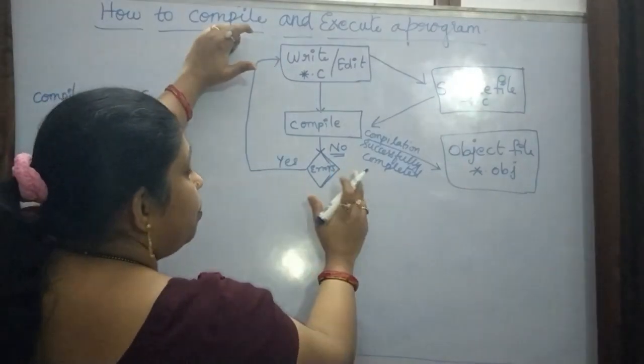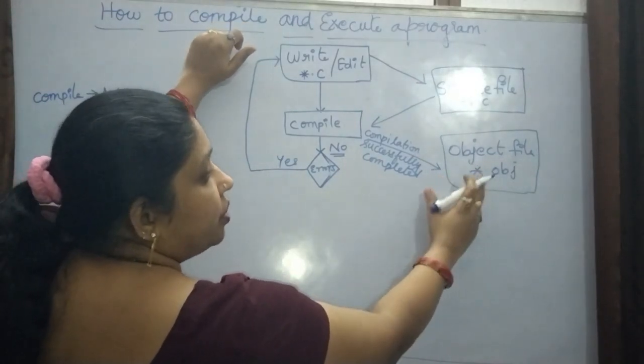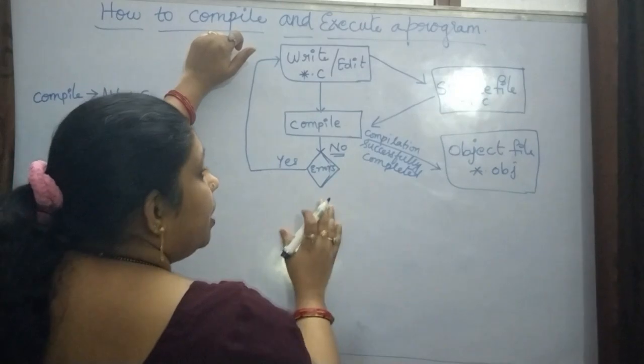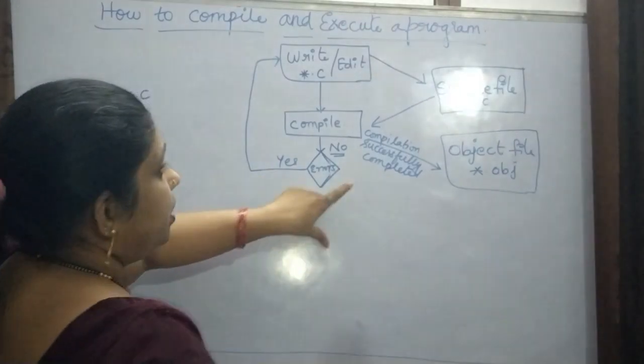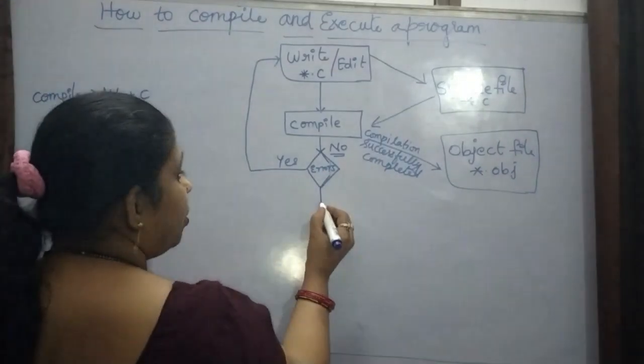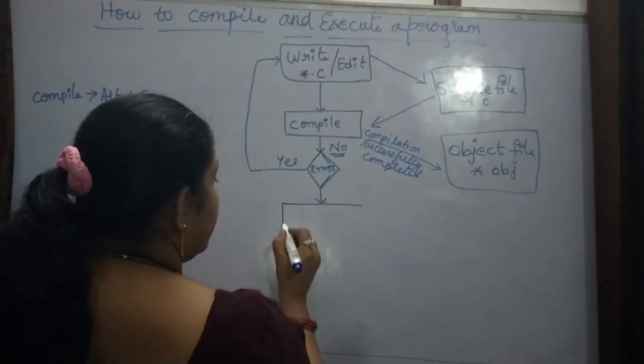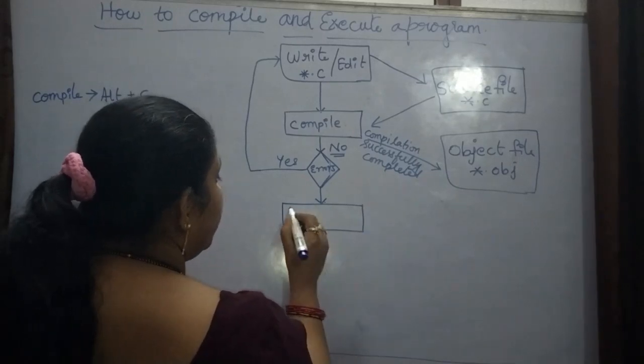Now if it is not having any errors, it is generating an object file. Suppose it has generated the object file. There are no errors. Now what will it do? This object file will go to the linker section.